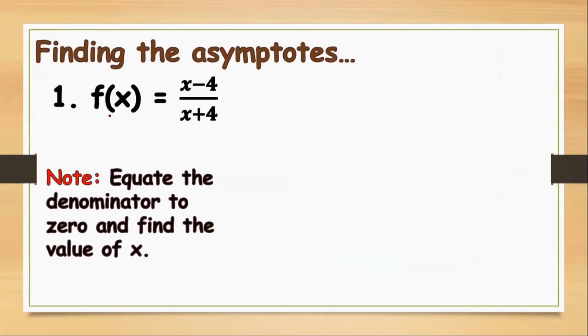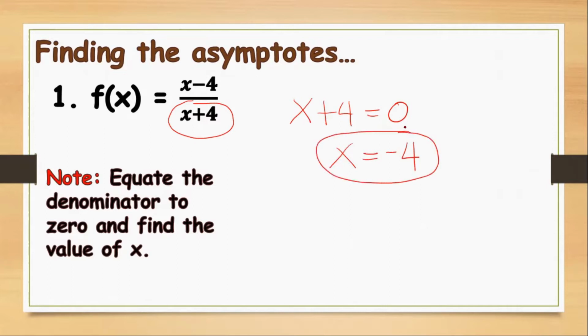Number 1, f of x equals x minus 4 all over x plus 4. How are we going to find our vertical asymptote? Note that we have to equate the denominator to 0 and find the value of x. So this one is our denominator, so let's just equate that to 0. x plus 4 is equal to 0. Therefore, x is equal to negative 4. x equals negative 4 is the line that would be our vertical asymptote.